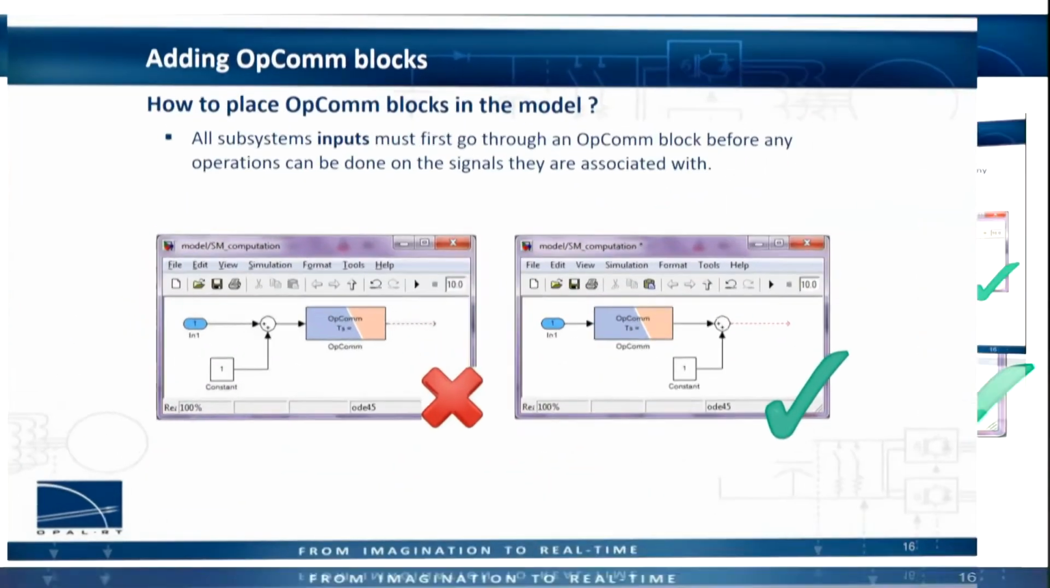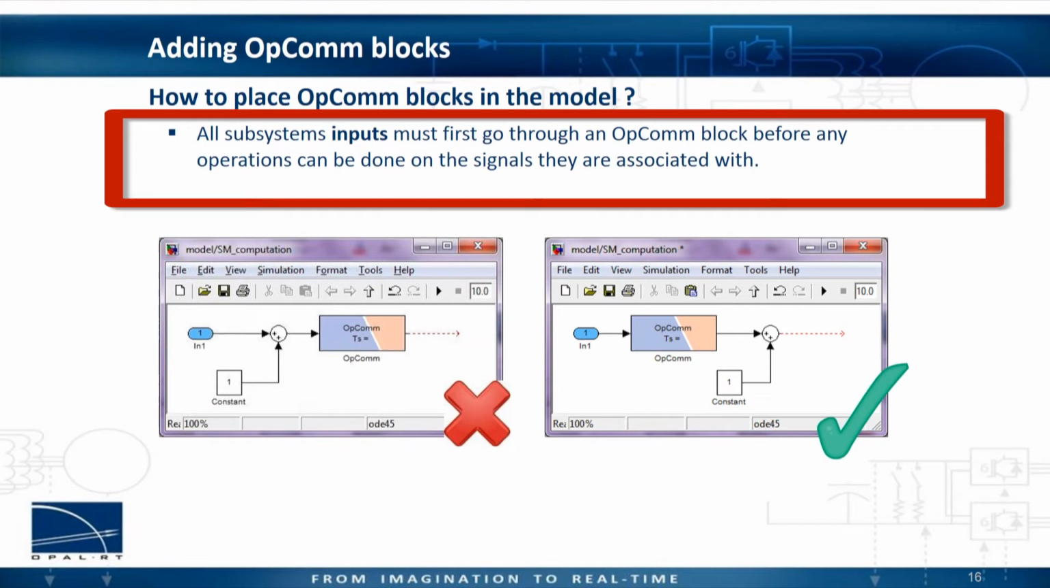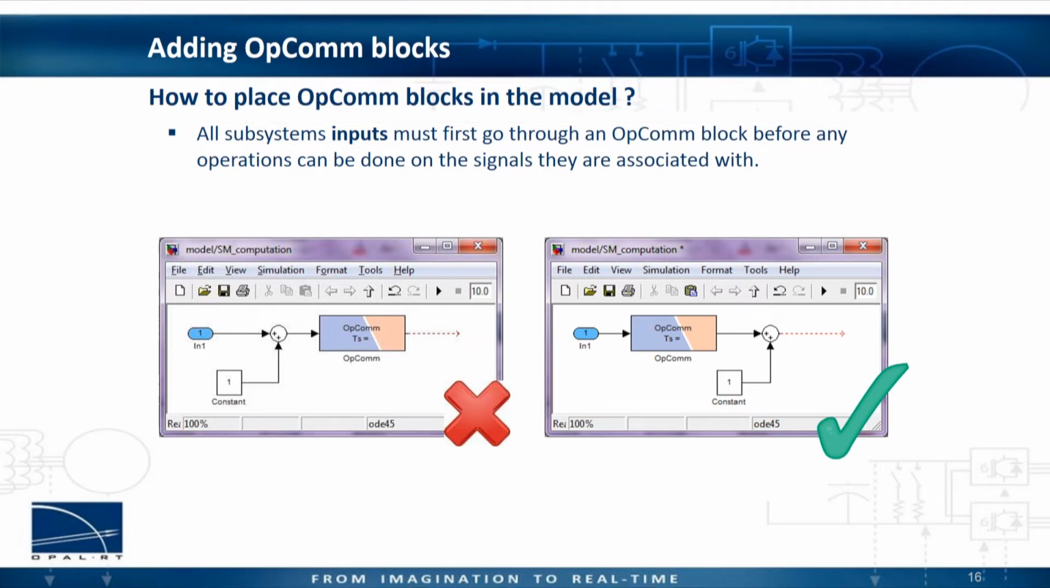So as written here, all subsystem inputs must first go through the opcom block before any operation can be done on the signals they are associated with. That means whenever you have a subsystem, for example console, and one signal is coming as input to the console, that signal has to first pass via this opcom, then any operation will be done, like adding a scope or a display or any operation like addition, subtraction.